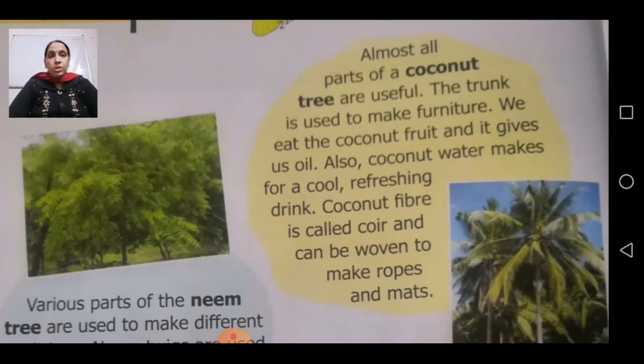We have done that the trunk is used to make furniture, like a small stool, small table can be made. Then coconut fiber, जो नारियल आप लेते हो ना भगवान जी को, जब भी पूजा करते हैं तो आप उनको भोग लगाने के लिए you are taking that नारियल ना, तो नारियल का आउटर कवरिंग आप देखोगे that is of brown color, and that brown color covering is known as coir. Now this brown color coconut fiber is called coir and can be woven to make ropes and mats.